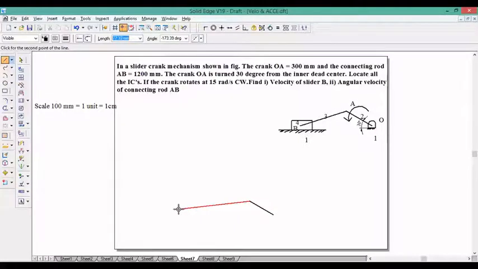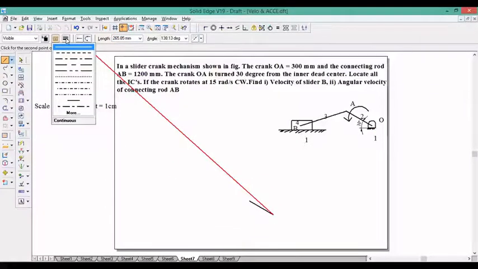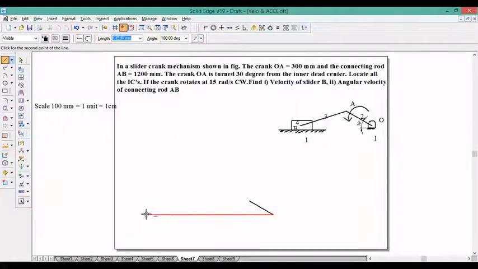Then the distance from O to B is unknown. So let us draw a construction line horizontally. In fact, we know the length of the connecting rod, that is AB. AB is equal to 1200 mm, so 1200 mm means 12 centimeters we get.